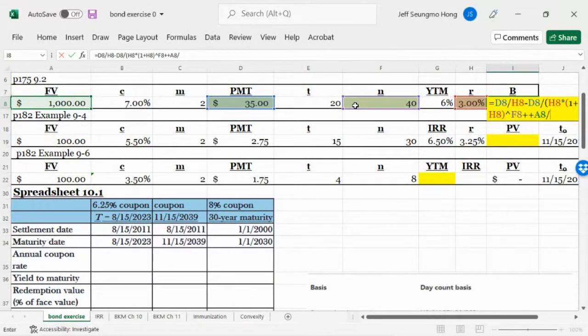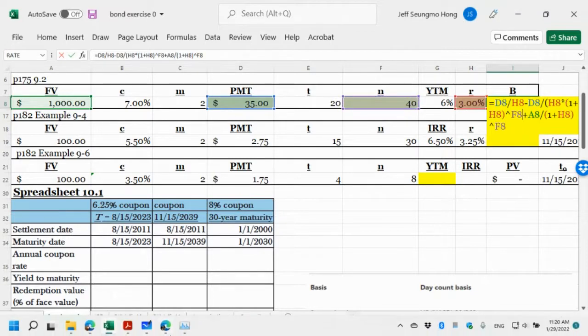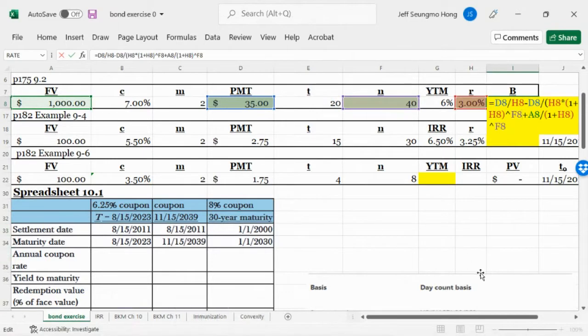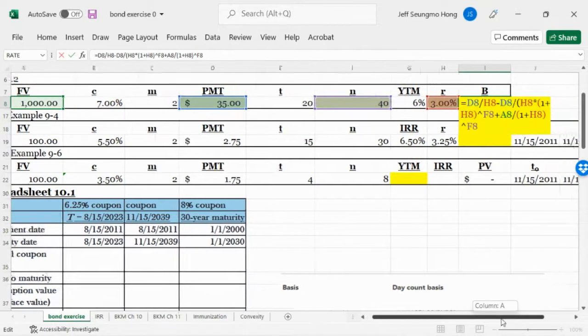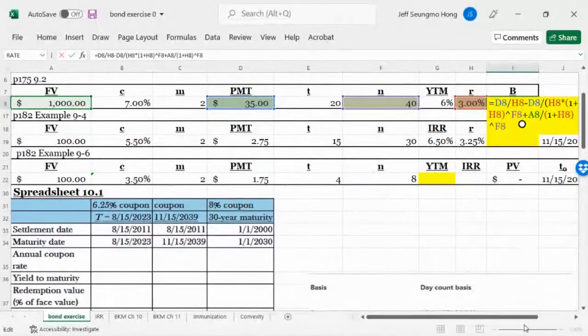And plus $1,000 divided by, oh, I put plus twice, but I'm going to fix it later. And plus R raised to N. Doesn't matter. Okay, so everyone is good with this. Everyone got this right? And let's hit enter. I will assume that you got it right.